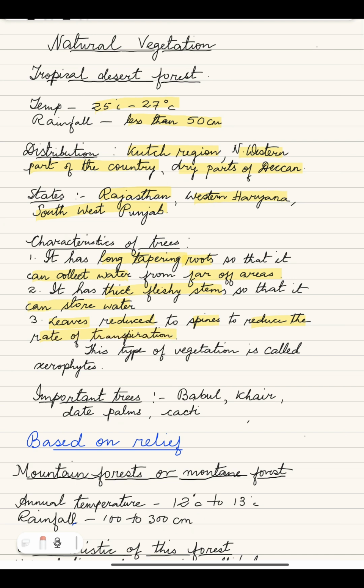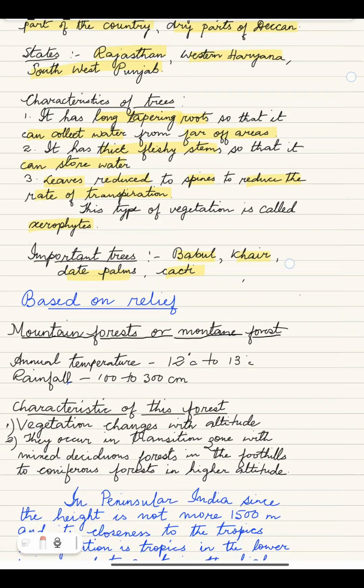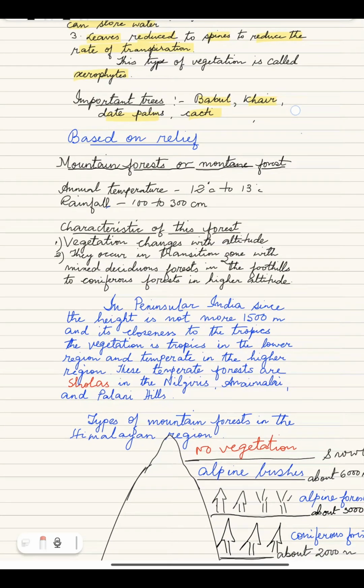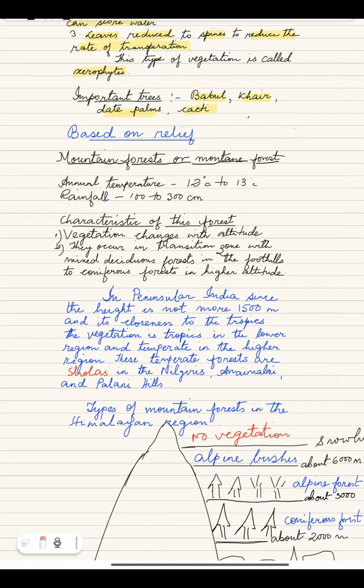And in biology you must have done that this type of vegetation is called xerophytes. Important trees: babul, khair, date palms, cacti and others. Now, based on relief, we can divide forest into two types. So, one, the mountain forest or montane forest.